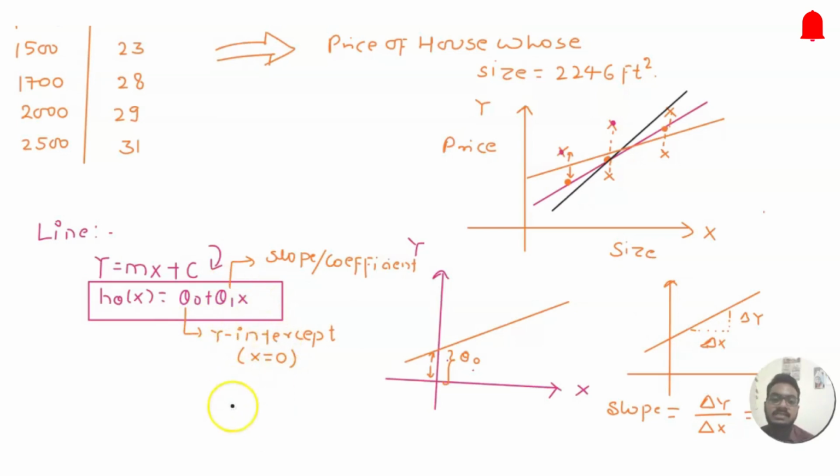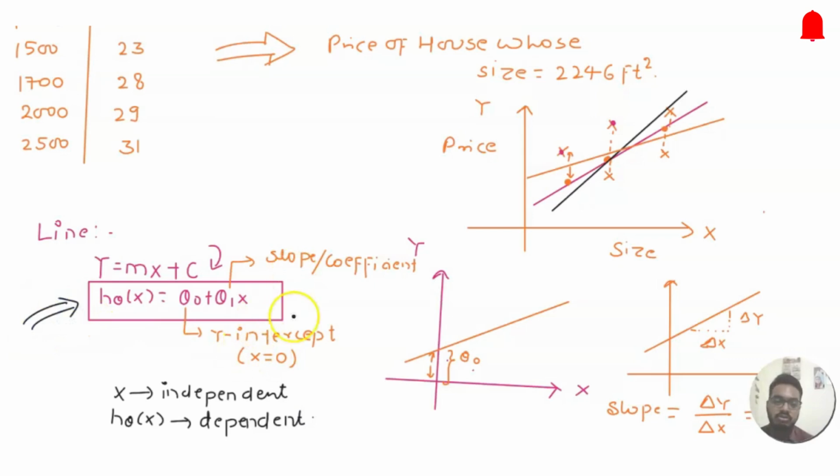Now what about x and h theta of x? X is our independent variable, whereas h theta of x depends on x. Whatever the value of x, correspondingly we will get the value of h theta of x. So this is our dependent variable. So this is all about the line, intercept, slope, dependent and independent variable.